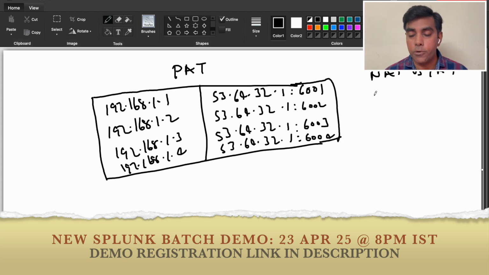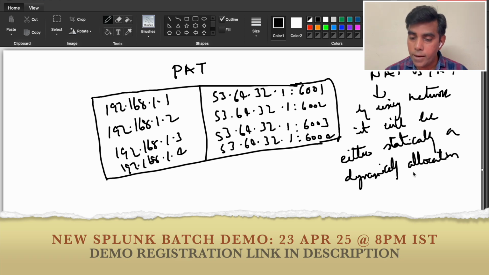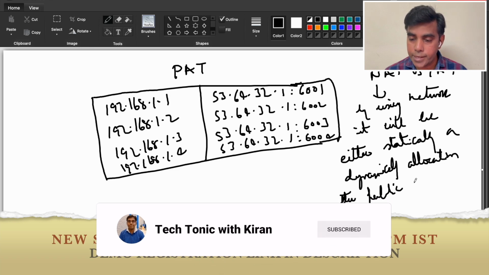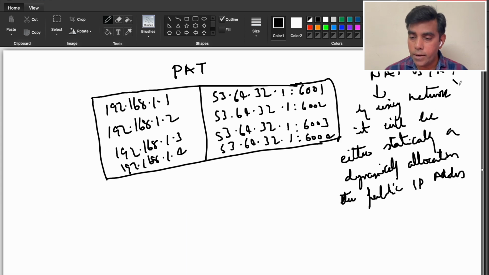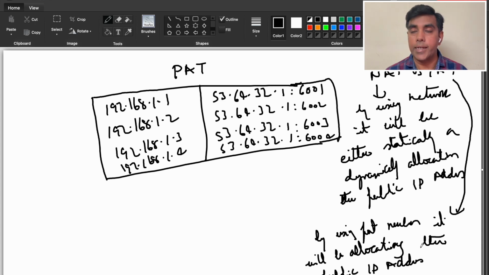NAT, by using the network, will be either statically or dynamically allocating the public IP address. That is what is important. Whereas PAT, by using port numbers, will be allocating the public IP address. That is what you have to understand.